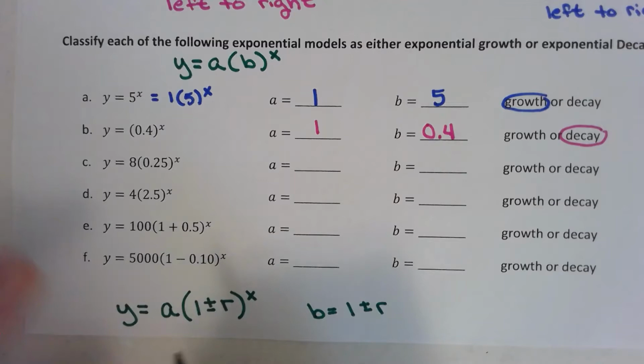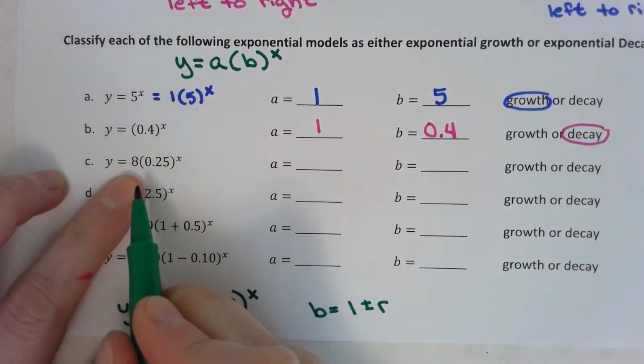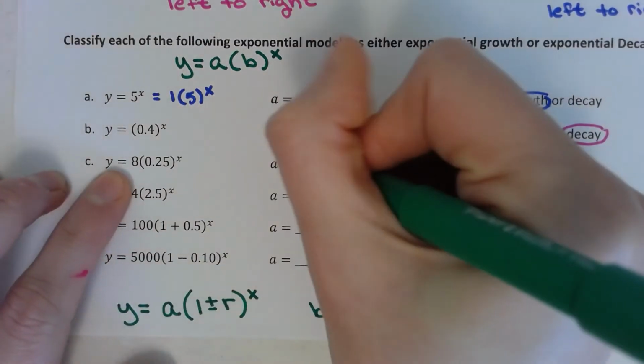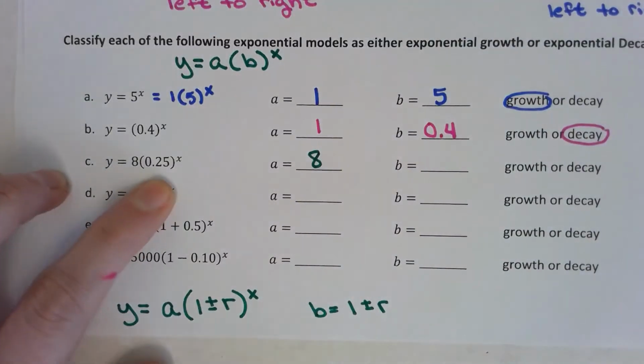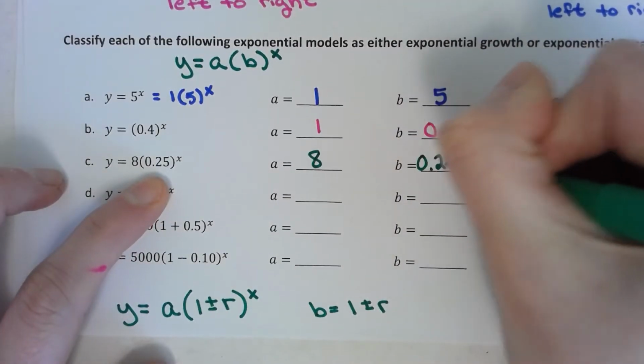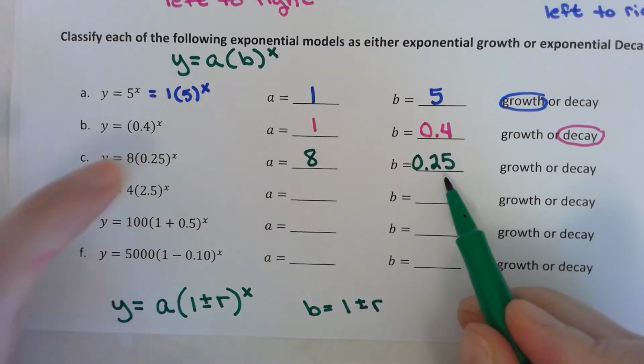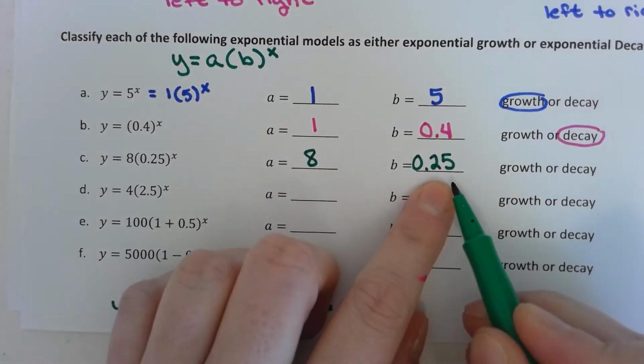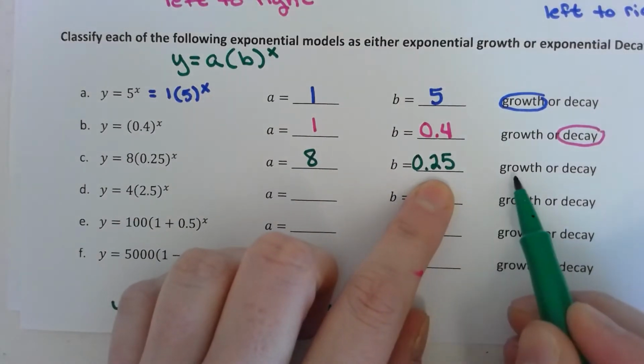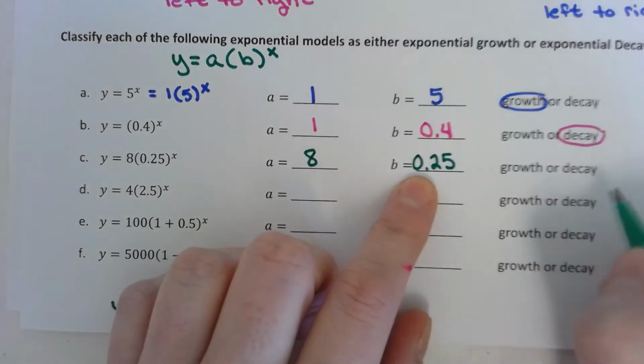C. This one's a little bit easier because we actually have that number on the outside. My A value is 8, and my B value is the 0.25. Now, to figure out growth or decay, look at your B value right here. If it's greater than 1, it's growth. If it's between 0 and 1, it is decay.